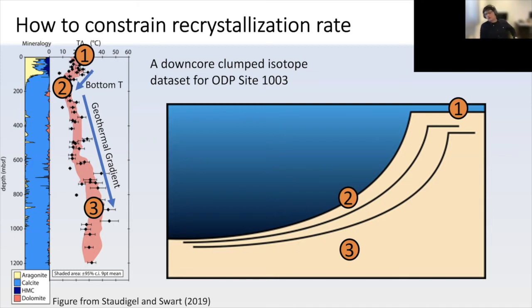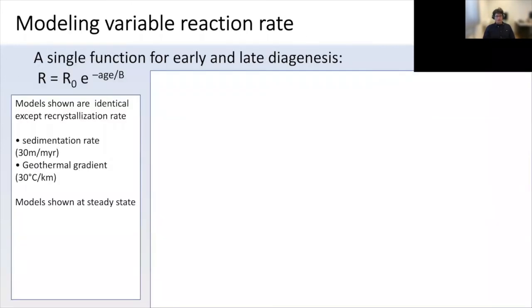So how do we turn this into recrystallization? And to do this, we need to do some modeling. If we have a model for clumped isotopes re-equilibrating with depth, we just need to feed it some function that can change over time. So here I have a relatively simple exponential decay function where your reaction rate at a given time is proportionate to some R naught term, which is just the initial rate of recrystallization, and then it's the sediment age with some decay term.